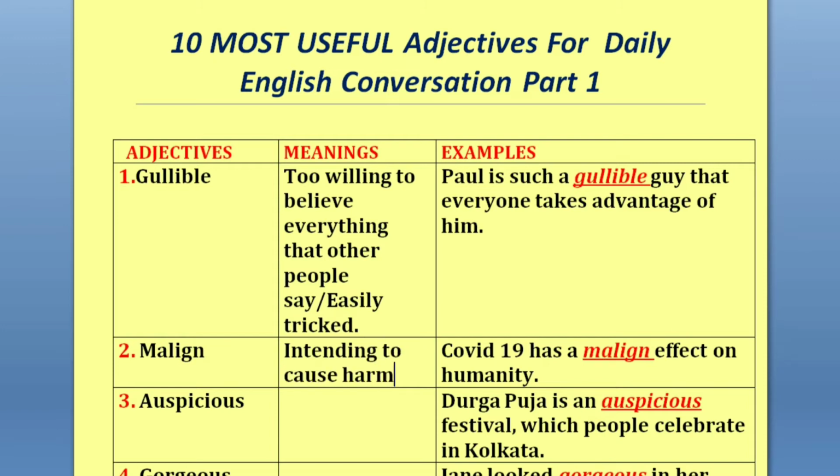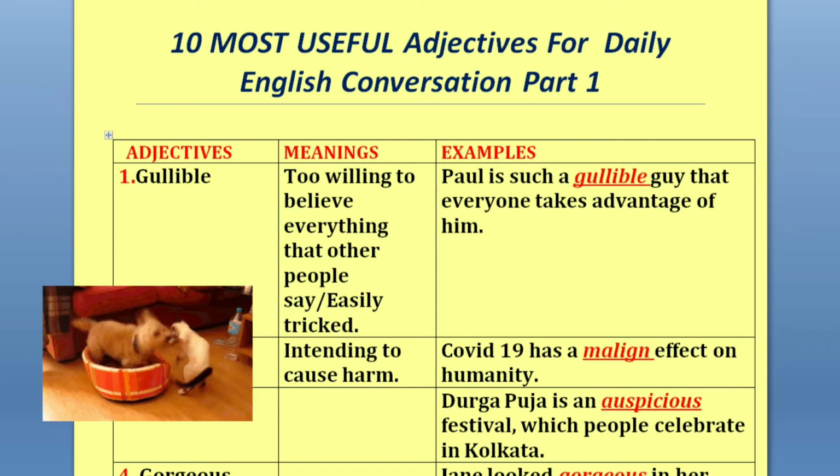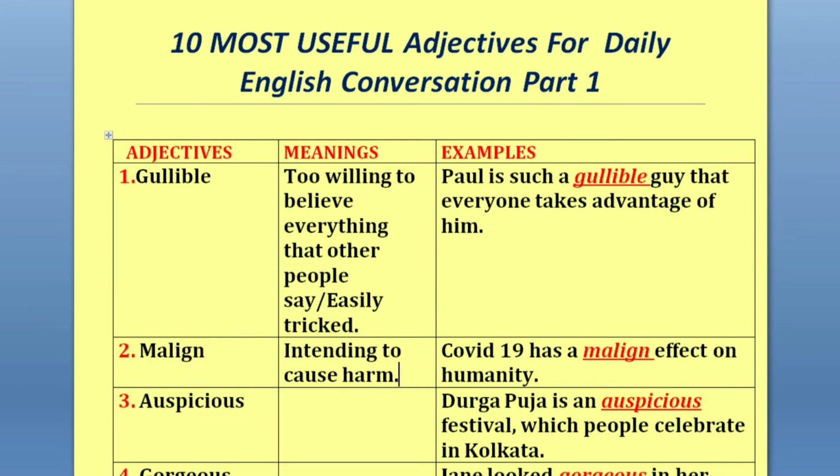Malign, when you're using that as an adjective, it means intending to cause harm, right? As I'm typing the meaning, as you see, intending to cause harm is to malign. So you can use that as a verb also, but we are going to see how to use this as an adjective. As you see on your screen, the example is given. COVID-19 has a malign effect on humanity.